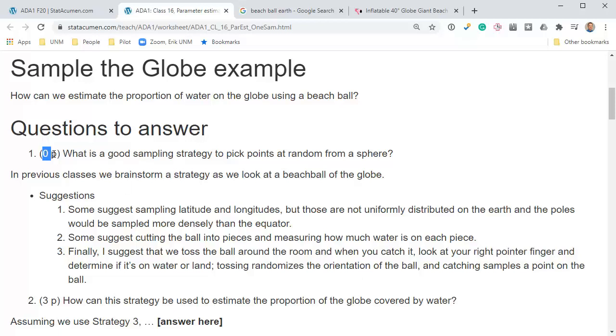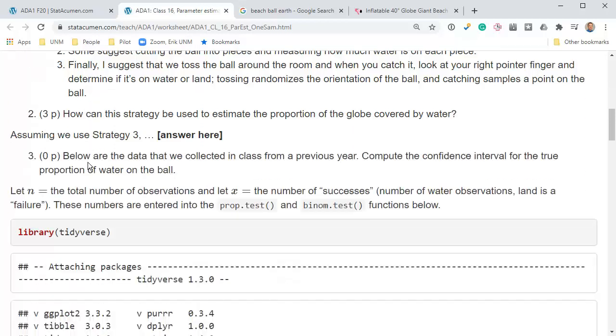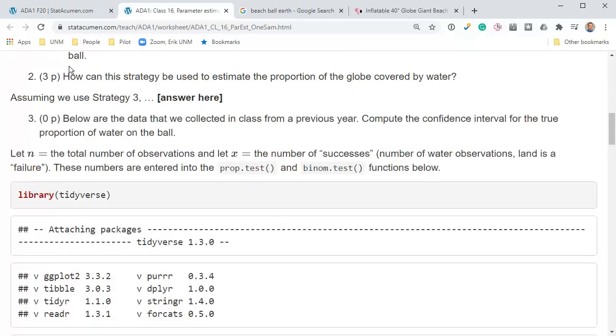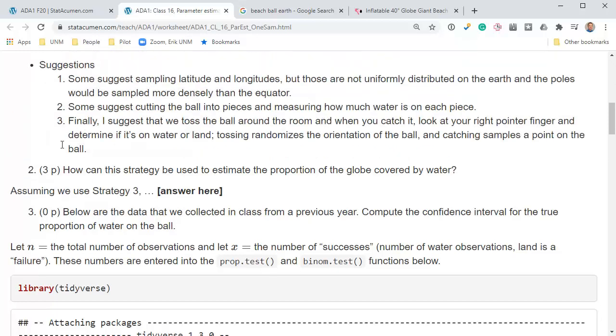So you don't get any points for answering that because here we've just had the discussion on the video. I apologize that you don't get to toss the ball around. But you do get to work on this question. How can this strategy be used to estimate the proportion of the globe covered by water? I think I've given probably enough information, and you'll certainly get enough information below to answer this question. So I start the answer by saying, assuming that we use strategy three, that's this one, and I want you just to complete that sentence.